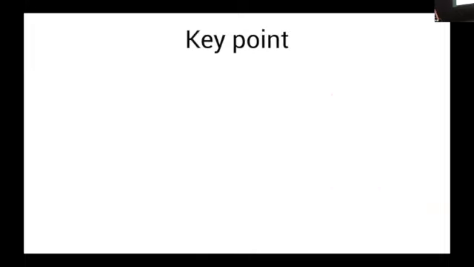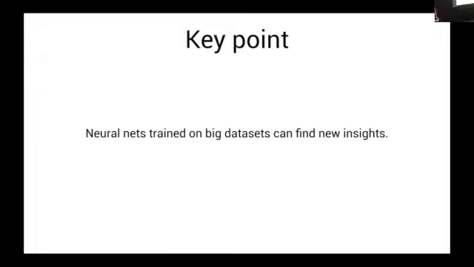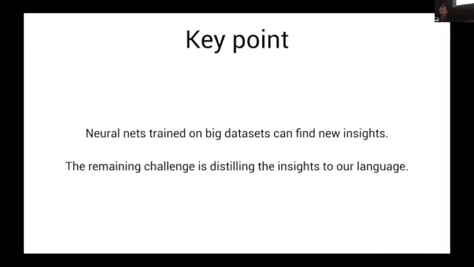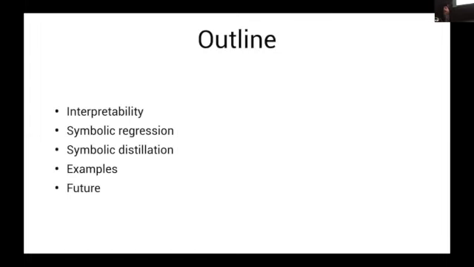So, the key point is that with neural networks trained on big data sets, you have a very flexible deep model, you train it on a big data set, and they can find new insights just from seeing all that data and finding all the patterns. The issue is it's hard to distill those insights into our language and actually use those learned insights to find a physical insight. So, the outline: we're going to talk a bit about interpretability, symbolic regression, and then we'll talk about using symbolic regression to interpret models.